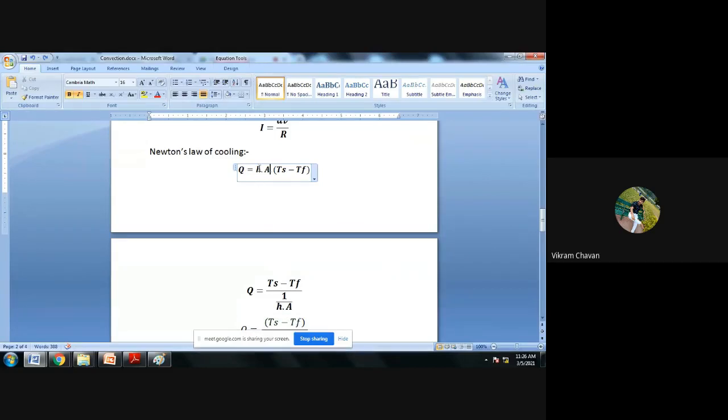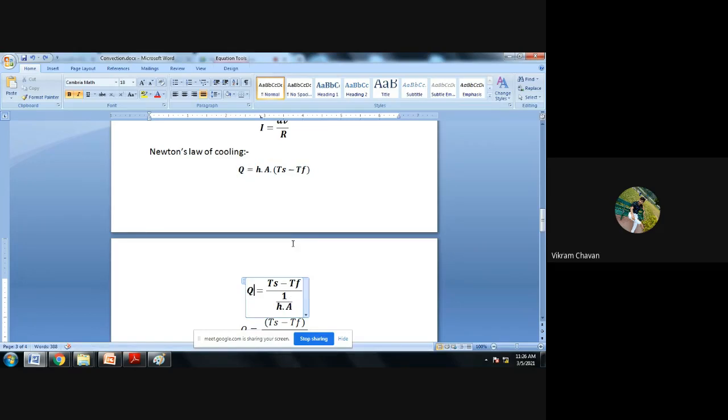So we have transferred H multiplied by A to the denominator side. We will get the equation Q is equal to Ts minus Tf whole divided by 1 divided by H multiplied by A. After doing this, the significance of this equation will not change.